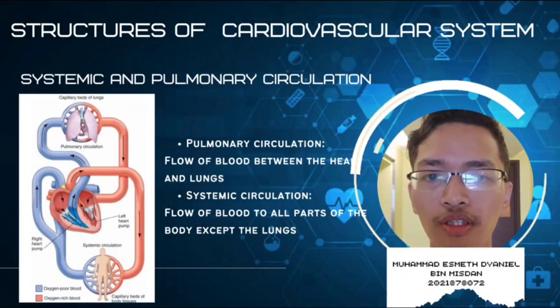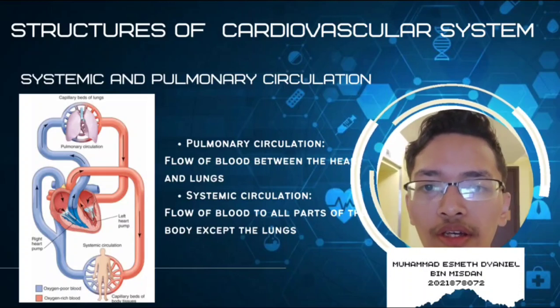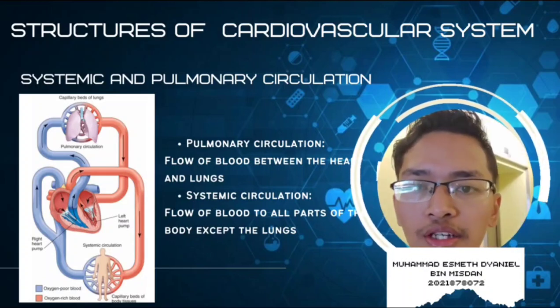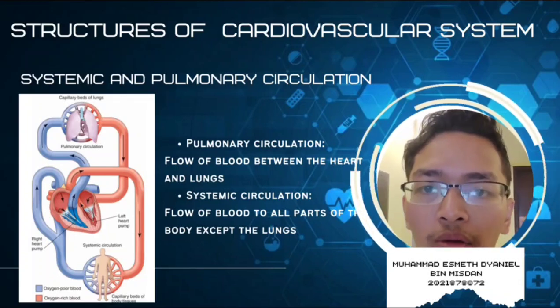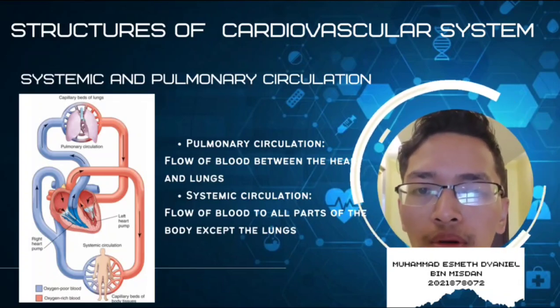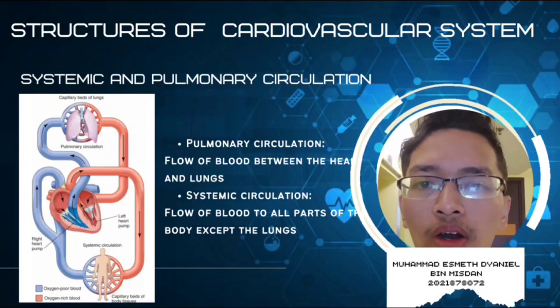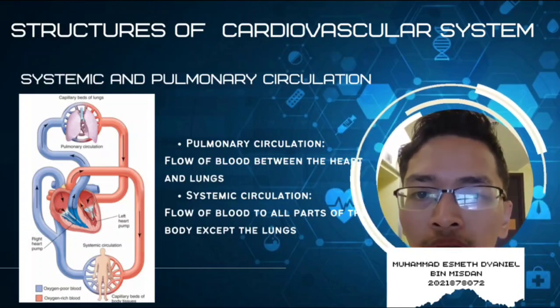Blood is pumped through the systemic and pulmonary circulation systems. Together, the blood in these systems brings oxygen to the cells and removes waste products from the cells. Pulmonary circulation is the flow of blood only between the heart and lungs.